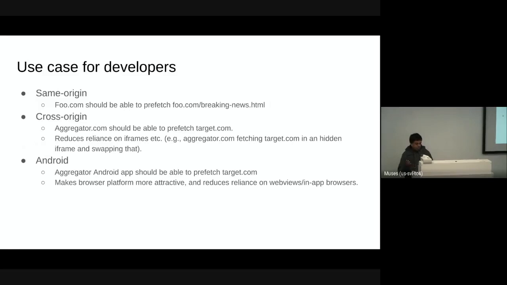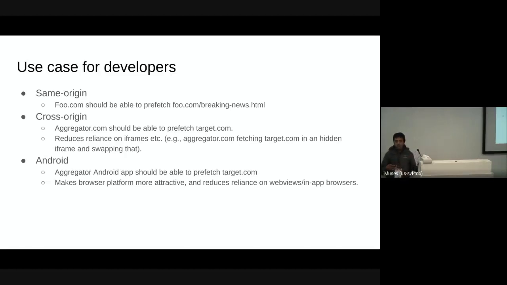So what are the use cases? I said some of these points earlier. Same origin is like CNN.com or Foo.com fetching the breaking news article. For cross origin, an aggregator website like Reddit or the Google search engine might want to prefetch some of the articles from different origins. And this API is good in the sense that it encourages web developers to not use hacky solutions like loading stuff in iframes and then swapping out the iframe to show the instant navigation.